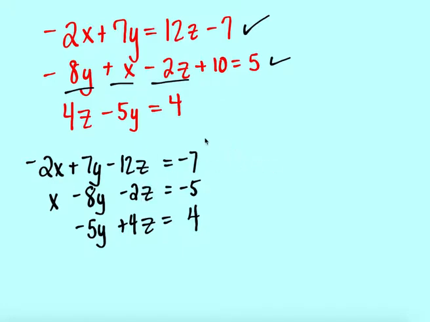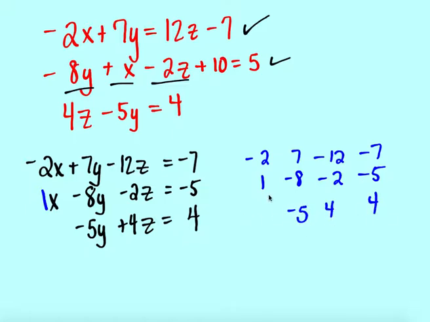So you just pull the numbers out. So negative 2, 7, negative 12, negative 7, 1, because there's an understood 1 there, negative 8, negative 2, and negative 5, negative 5, 4, and 4. Notice there's not an X here, so I'm just going to put a 0 there.